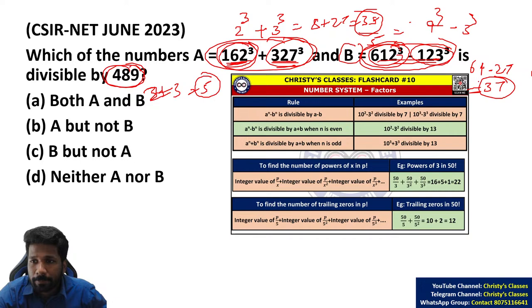4 and 3 ka difference kya hai? 4 minus 3, 1 hai na. 37, 1 se divisible hai. Yeah, 1 is a very trivial example. So maybe you can take a better example.